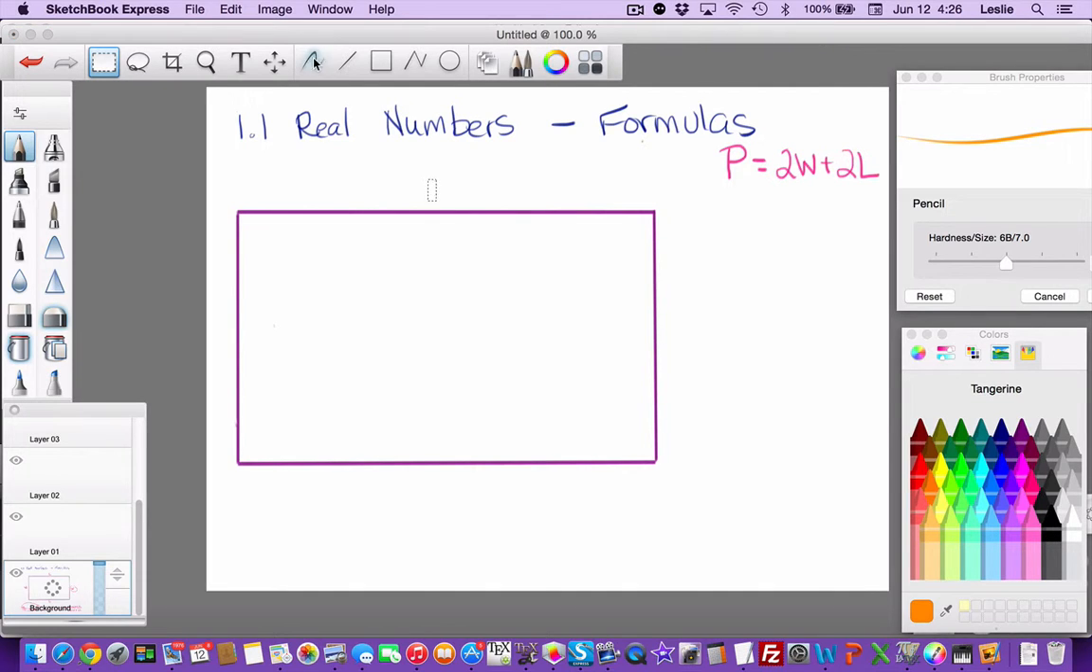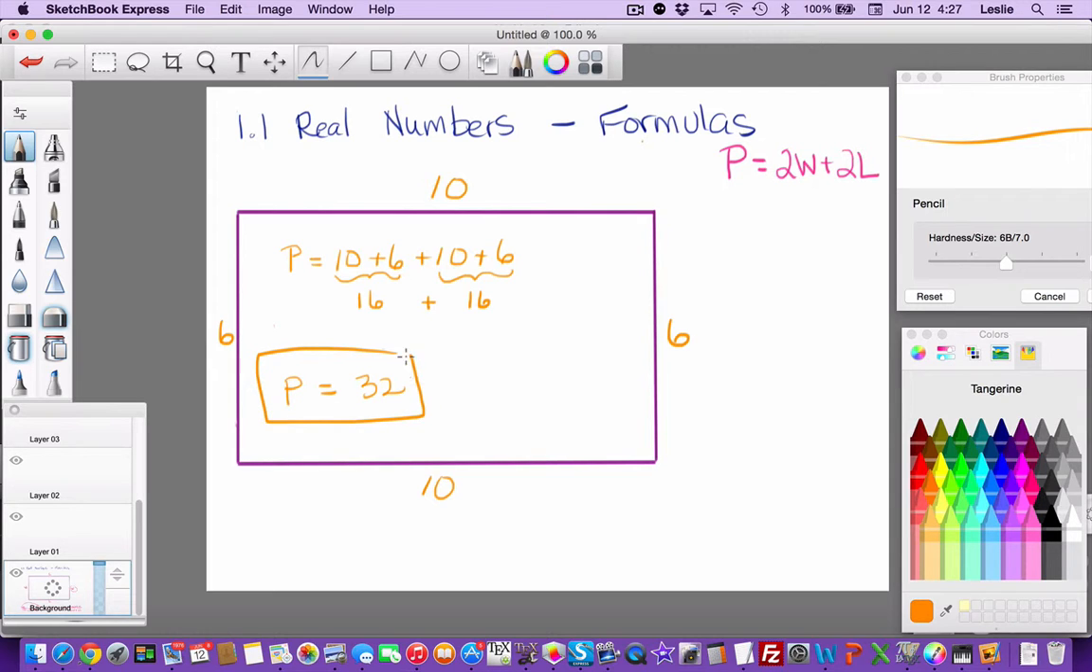Let's test this out. Let's see if we can find the perimeter of a rectangle whose length is 10 and whose width is 6. Doing it the old-fashioned way, we would say that the perimeter was 10 plus 6 plus 10 plus 6. That's going to give us 16 plus 16, which is 32. Doing it the old way, my perimeter is 32.